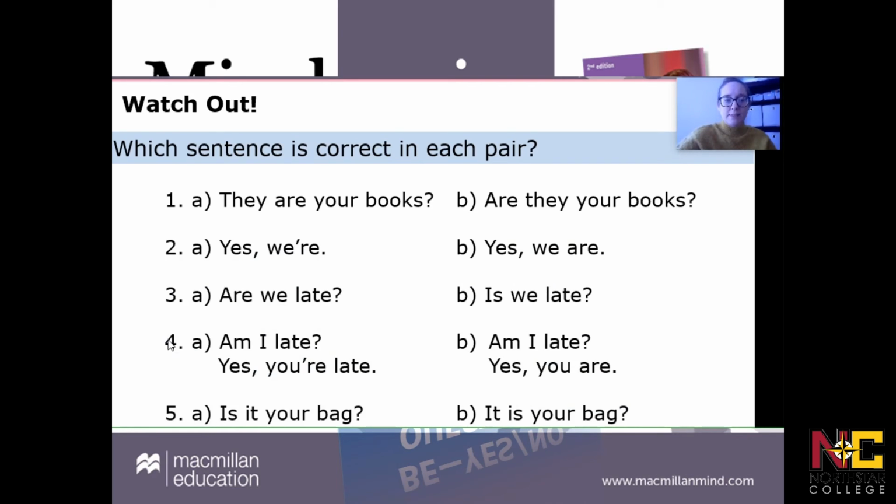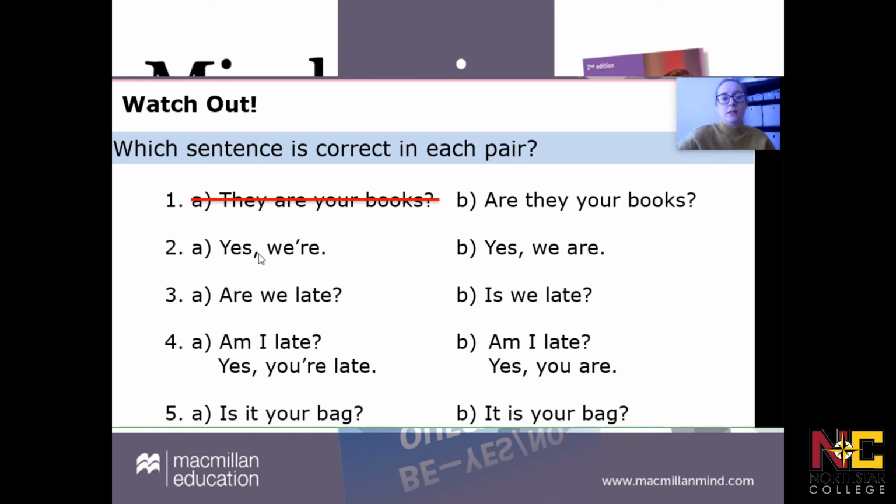Here we have 5 sentences with 2 pairs, A and B. Which sentence is correct in each pair? So number 1, A, they are your books, or B, are they your books? We have A and B. Which one is correct? B, are they your books? We're asking a question, so we have to put the be verb are first and then the subject, they.